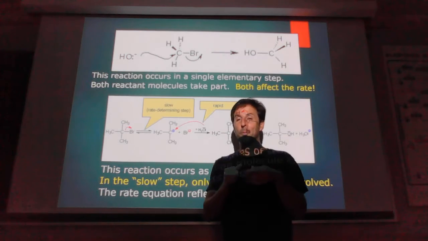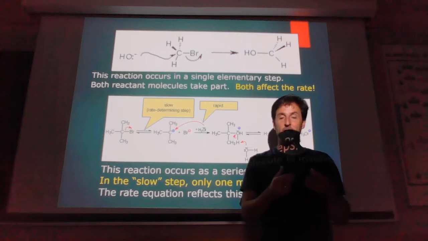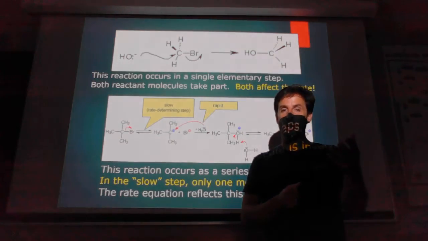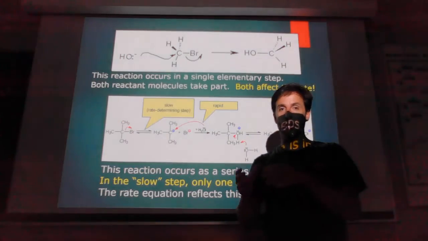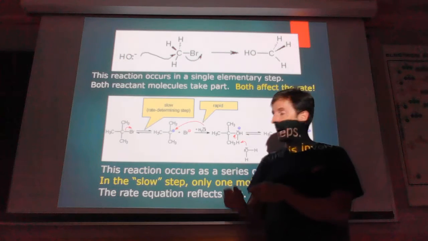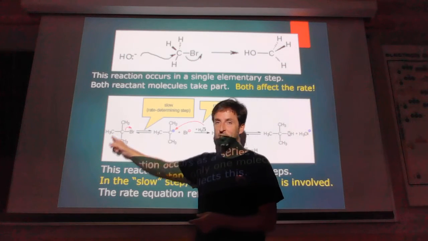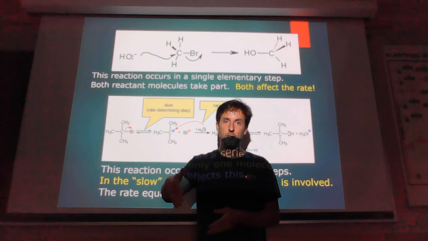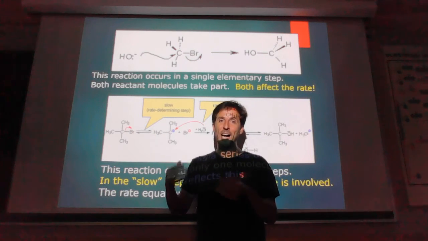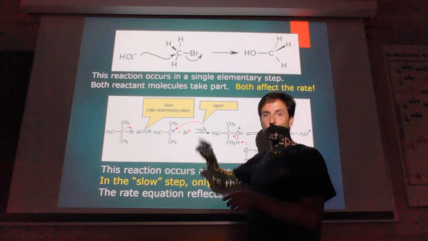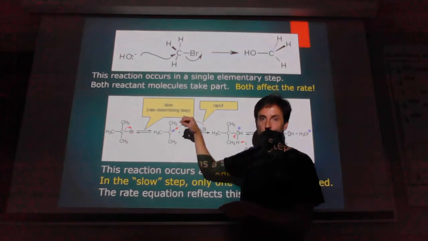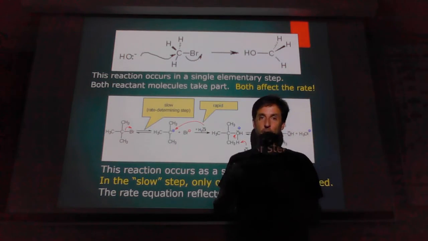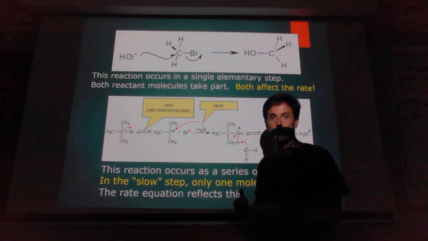Okay? Now, if we're studying kinetics, we already said earlier, the slow step is the one that controls the rate. And if the slow step only involves this molecule, then that's the only one that's going to be in the rate law. Okay? So that's why the rate law for this reaction and the rate law for this reaction are so different from each other.